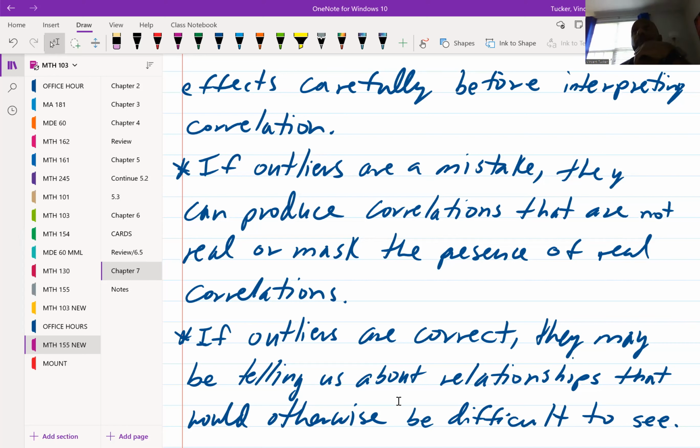So sometimes, you may want to run the data with the outlier and then run it without the outliers and see how they change the information and what conclusions you will come to when it comes to your correlation, the outliers in existence of your data set.